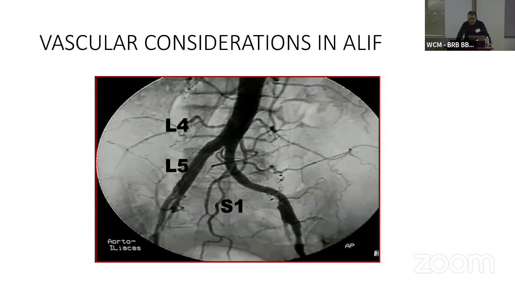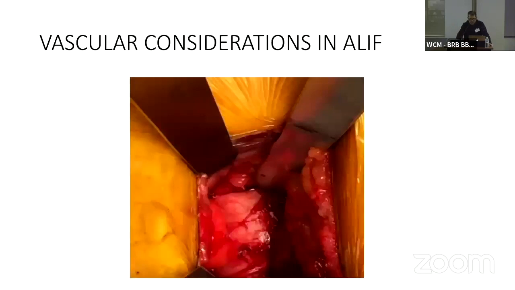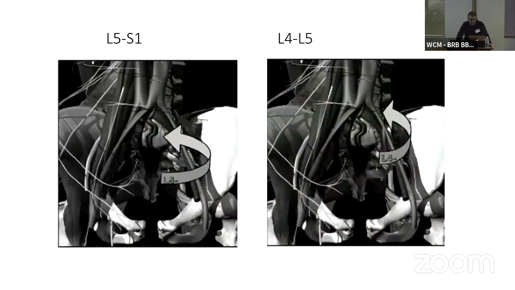For this reason, the first step in ALIF L5-S1 is the control, the coagulation, ligation or clip of the presacral vein. Then you can mobilize the left iliac vein and get the great window with the retraction, with the Homan retractor or the blade, etc., in L5-S1. This is the window in L5-S1, but it's different at the other levels in the ALIF anterior approach.